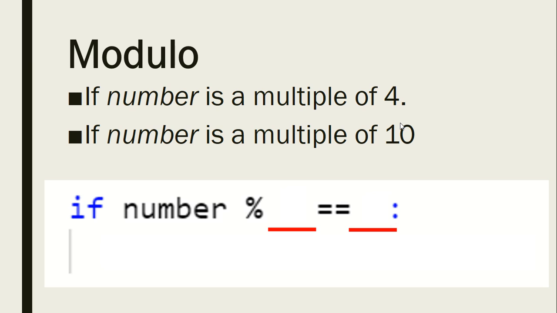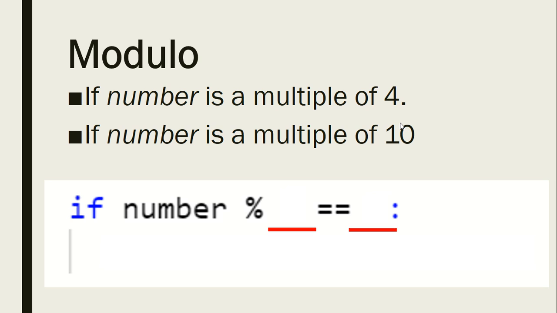I've got a little conditional statement. Obviously we'd get an error message because it's not doing anything yet, but let's look at this if statement. Number is the variable name here. If number is a multiple of 4, how would I code that to figure it out? What would I put in there? Take a moment and think about that. Pause the video if you need to.